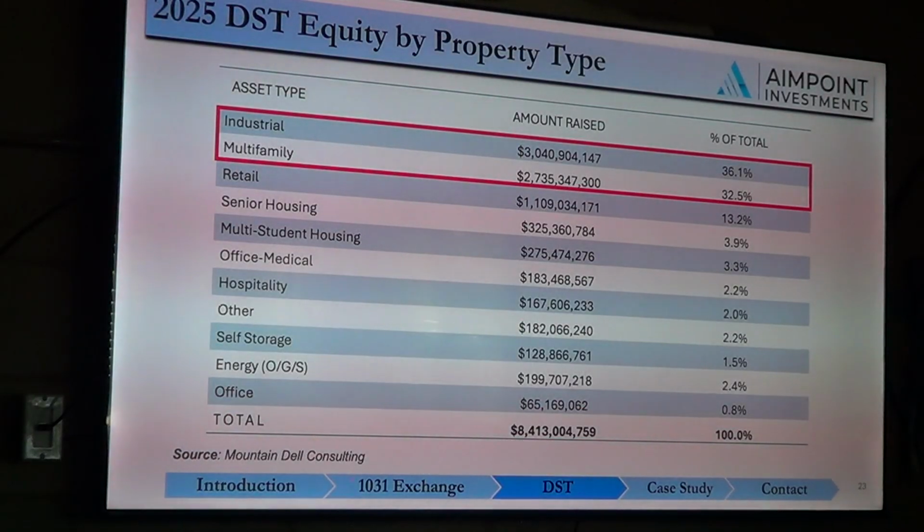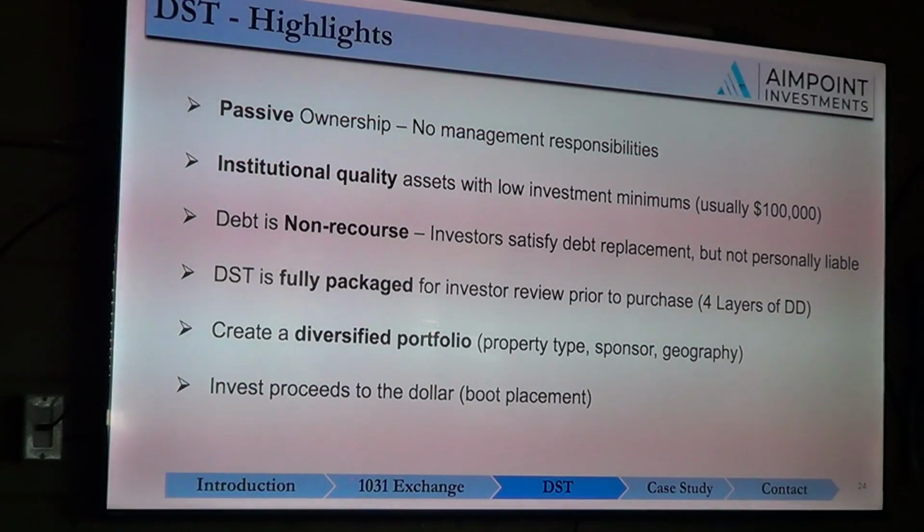The types of properties that you see in these structures are all going to be institutional quality commercial assets, most commonly industrial and multifamily. In fact, multifamily was the top asset class every year until about 2 years ago, when we had a little change to the structure. So now industrial is becoming popular. But we also have senior housing, student housing, storage, hospitality, office, medical. So we have just about every flavor or asset class of commercial property, multifamily and industrial the top two.